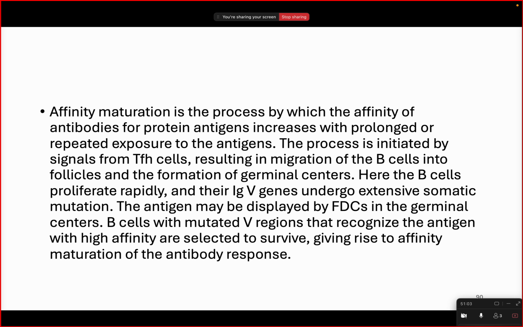Affinity maturation is the process by which the affinity of antibodies for protein antigen is increased with prolonged or repeated exposure to the antigens. The process is initiated by signals from T follicular helper cells, resulting in migration of the B cell into follicles and the formation of the germinal center.